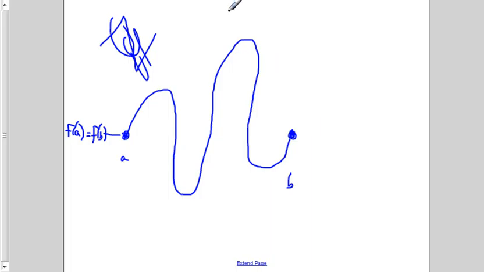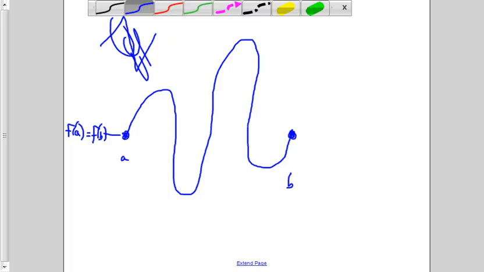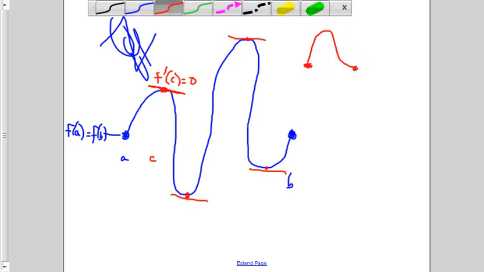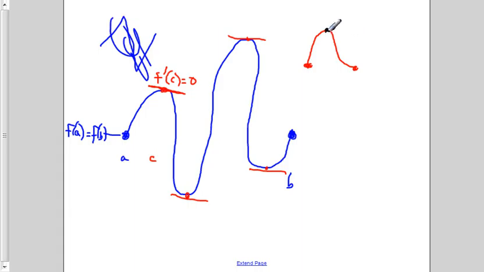So what this says is we're going to guarantee that there's at least one value C where F prime of C, which is the derivative of the tangent line, equals 0. Okay, obviously in this example, I have a couple of them. Okay, but as long as it's continuous, hey, I would see that this would be derivative of 0.